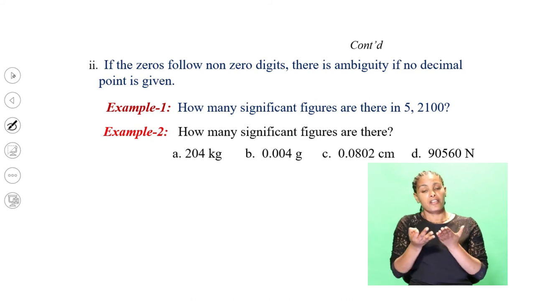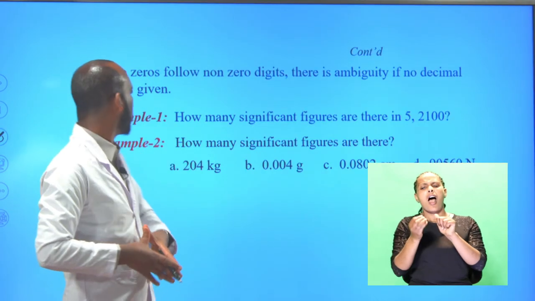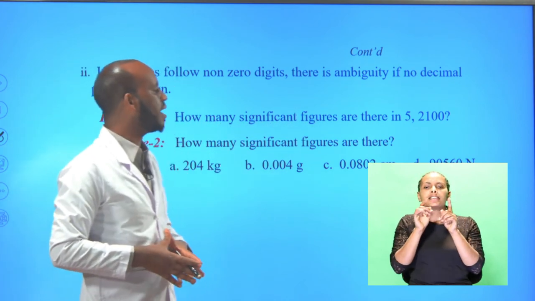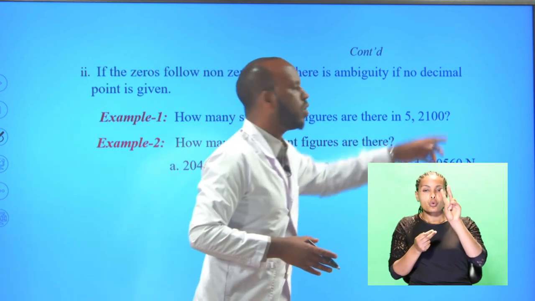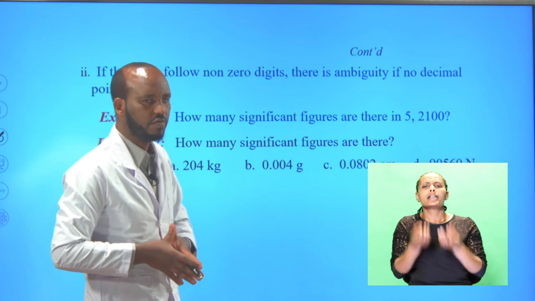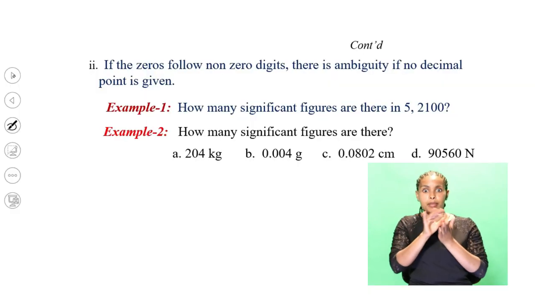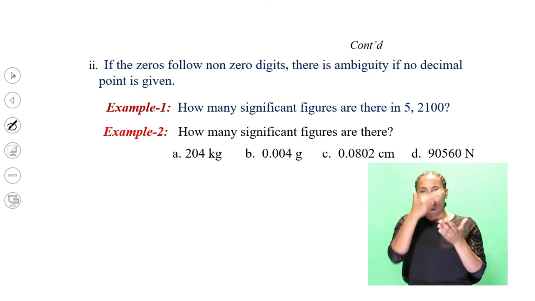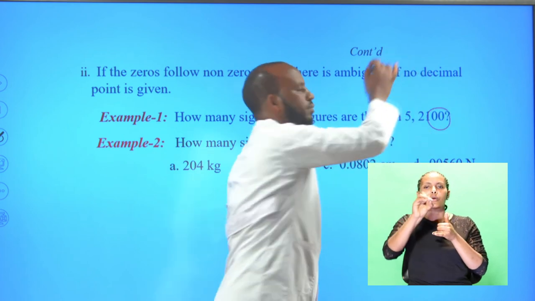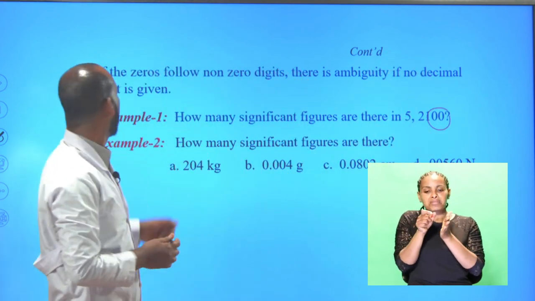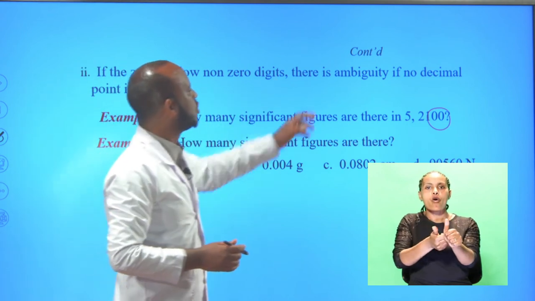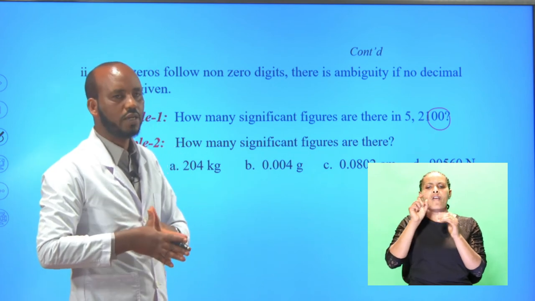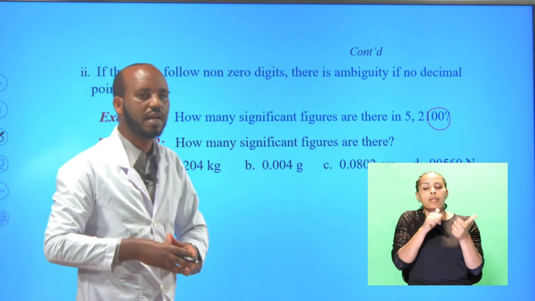If the zeros follow non-zero digits, there is ambiguity if no decimal point is given. For example, how many significant figures are there in 52100? It is ambiguous because final zeros are always ambiguous. Here it says, if the zeros follow non-zero digits, there is ambiguity if no decimal point is given. Final zeros are always ambiguous if there is no decimal point.